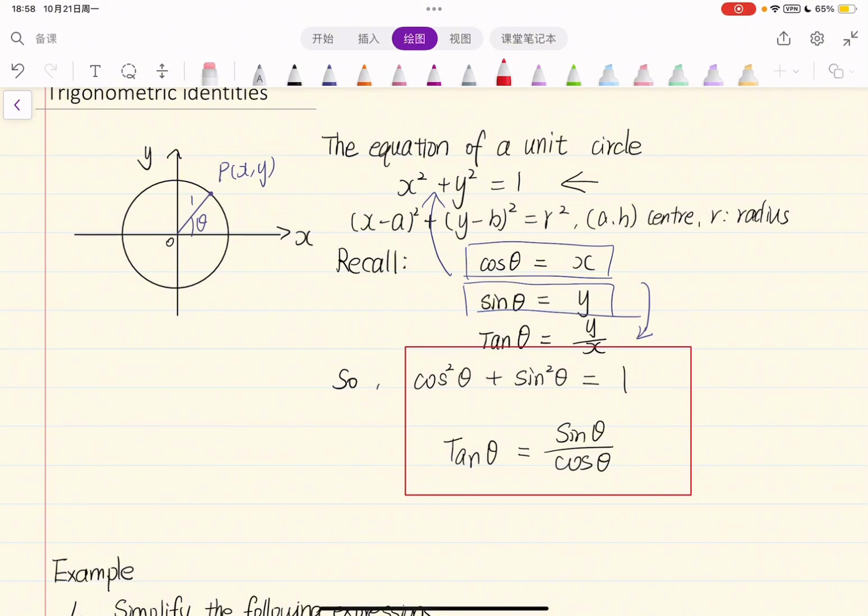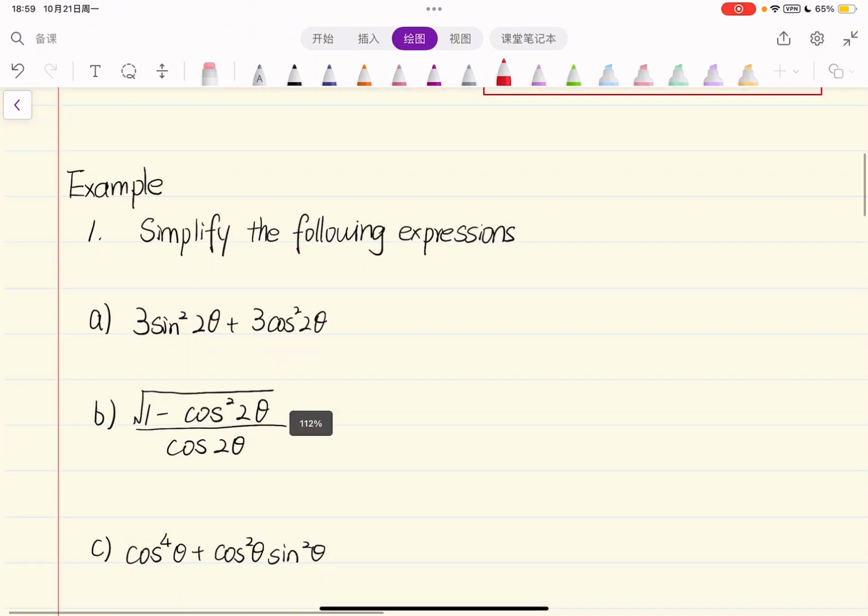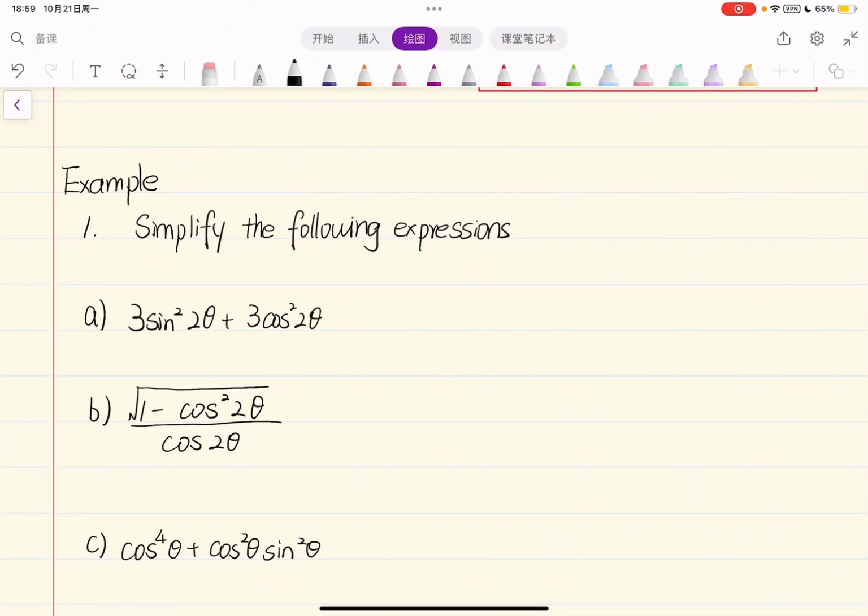And now we use these two identities to simplify trigonometric expressions and also to do some proofs. Now let's see some example questions. So question 1, simplify the following expressions. For part A, we have 3 times sine squared 2 theta plus 3 times cosine squared 2 theta. That equals, we can take out the common factor, that is 3. So 3 times (sine squared 2 theta plus cosine squared 2 theta).